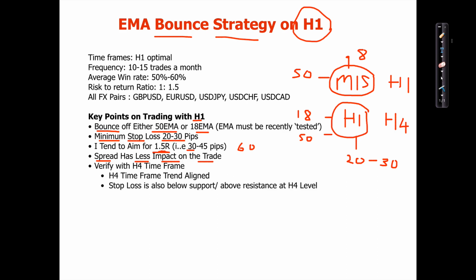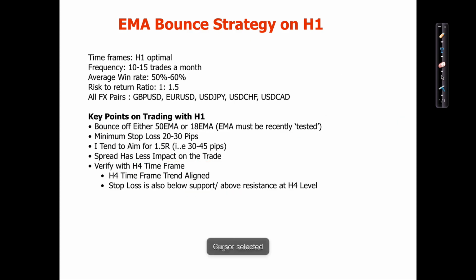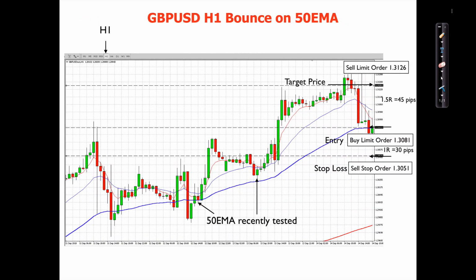Next, for H1, do note that we verify with the H4 time frame. Again, the H4 time frame must be aligned. And as usual, when you place a stop loss on H1, on H4 also ensure the stop loss is below the support when you're going long, or above the resistance when you're going short at the H4 level. So again, stop losses must always be protected by a moving average on both time frames. All right, so let's take a look at a couple of bounce on H1 trades.